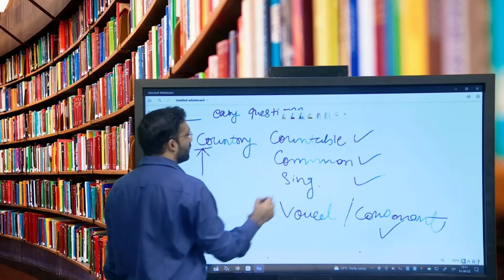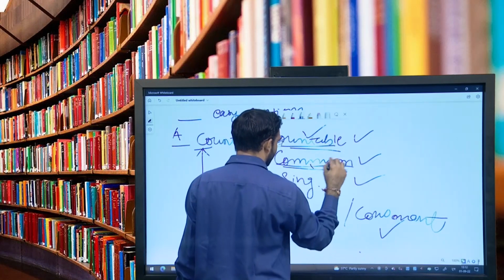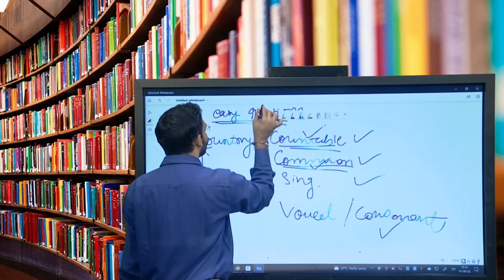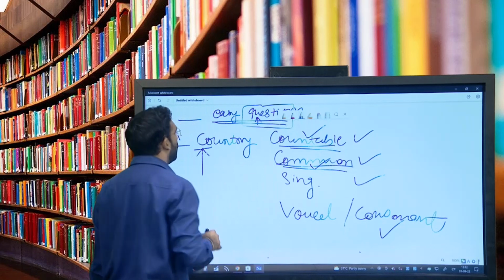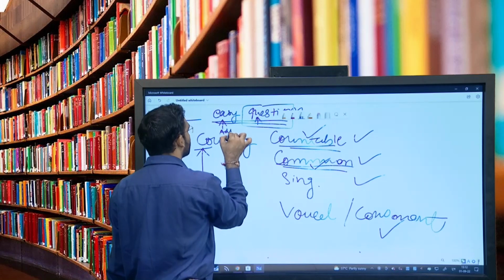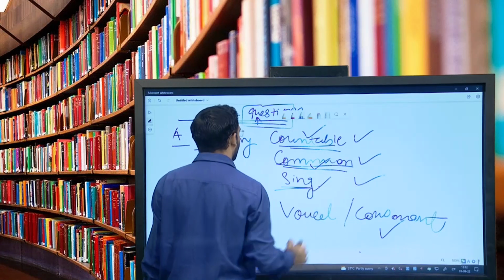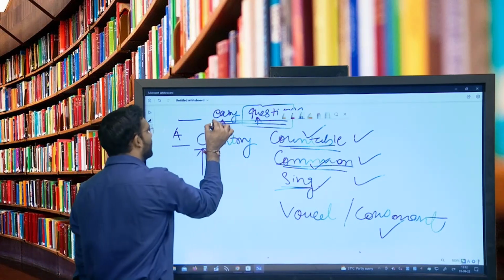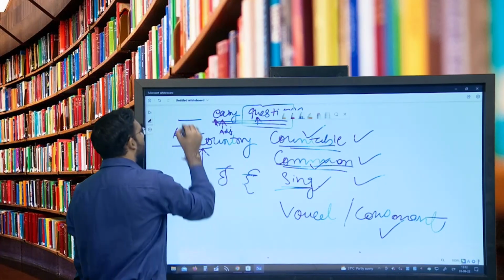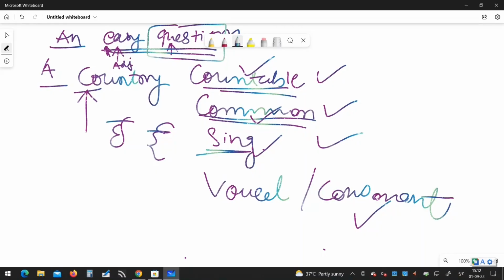Is it countable? Yes, easy questions can be countable. Is it a common noun? Yes, question is a common noun. Sometimes when it is used as a phrase, you have to look at the noun, because this is an adjective which would be used. Is it singular? Yes. What does your whole word start with? Easy. So E, or say E. So an easy question. Is it clear to each one of you?